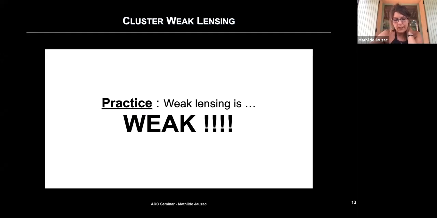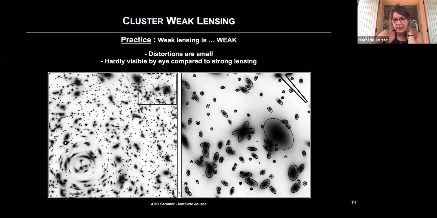So this is the theory, but in practice, it's not that easy, unfortunately, because you don't know the true ellipticity of your source. If you look at this simulation here, on the left-hand side you can clearly see the core of the cluster in the bottom left corner, where the distortions are pretty large and obviously visible by eye. And the square in the corner, with a zoom-in on the right-hand side, is the weak lensing regime.